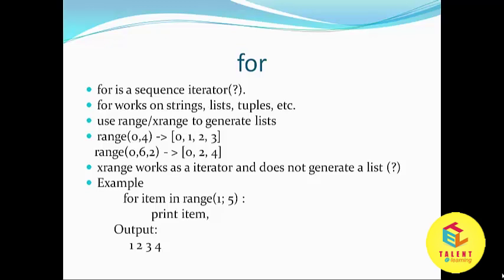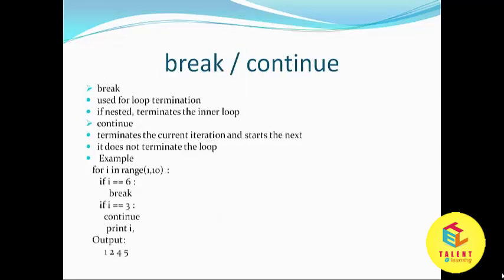Range 0, 6 and 2, so that means in between 0 to 6, increment by 2, so 0, 2 and 4. Xrange works as an iterator and does not generate a list. Example, for item in range 1 to 5 and colon and print the item, so our output is 1, 2, 3 and 4.